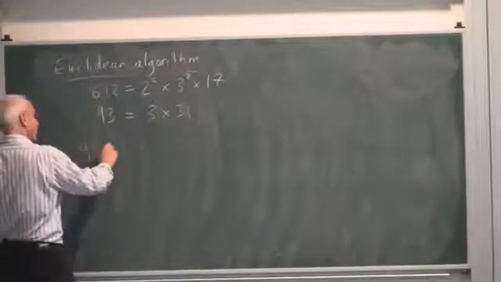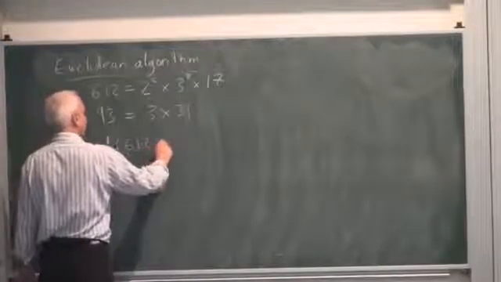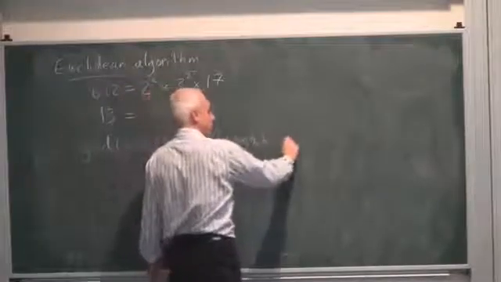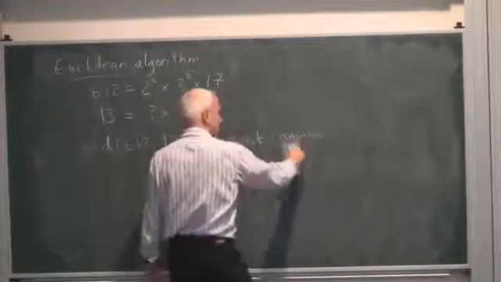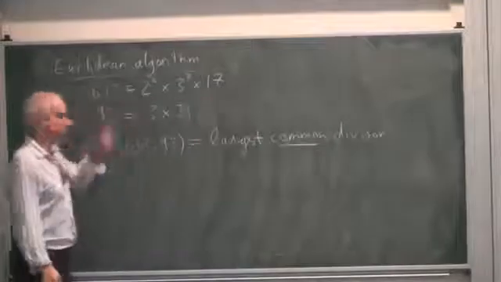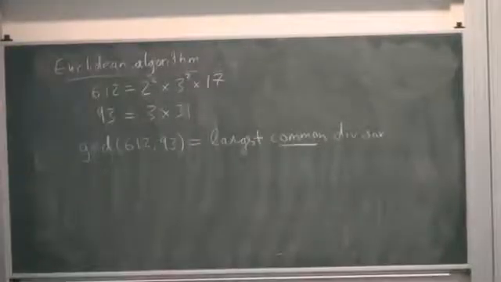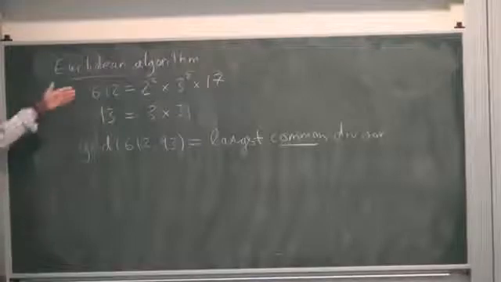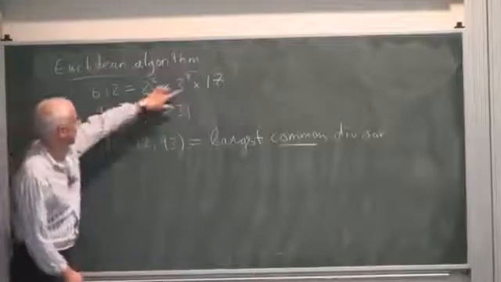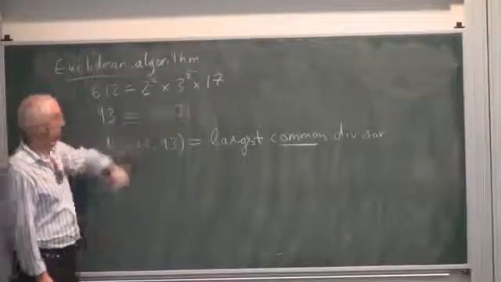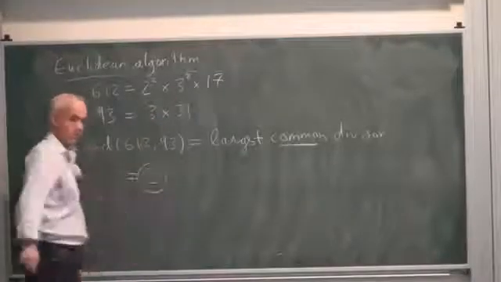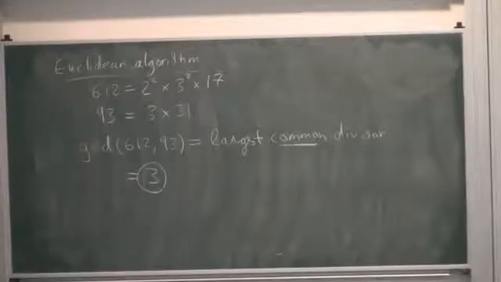What is the greatest common divisor? The greatest common divisor of 612 and 93 is the largest common divisor. It's a number that divides both of them, that's as big as possible. Now, in this case, it's easy to see what the greatest common divisor is, because we just look through here and see, aha, well, they have 3 as a common divisor. 2 is not, 31 isn't, 17 isn't. So in this case, this will just be equal to 3. That's the biggest divisor that they both have in common.